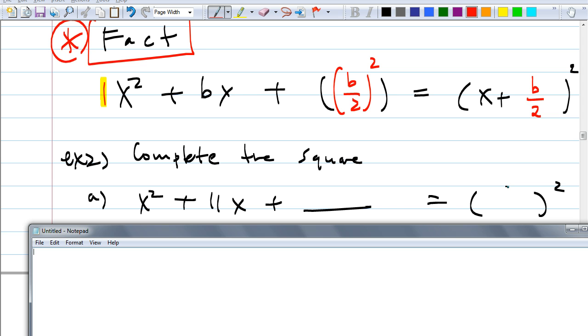Now, as you're trying this problem, when b is an odd number, it's not so nice as when it's even, right? Because you're going to have to do what?